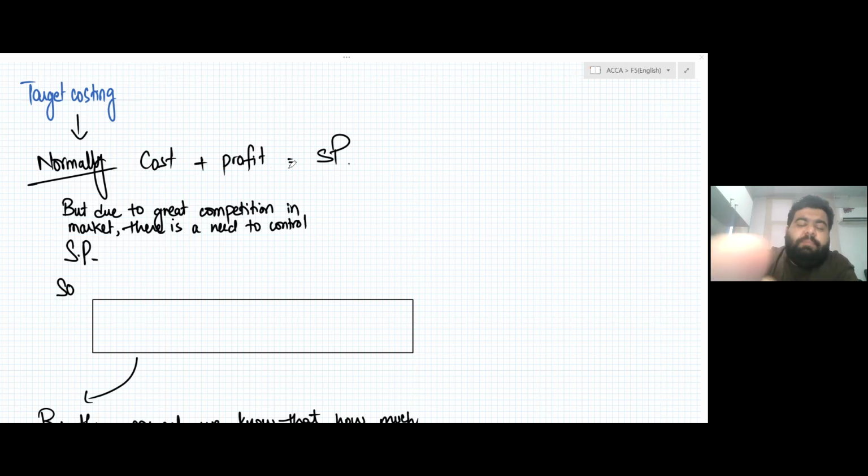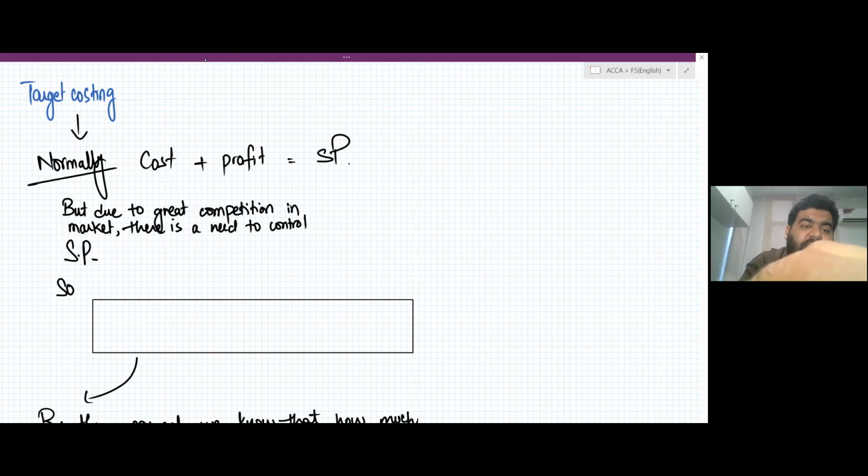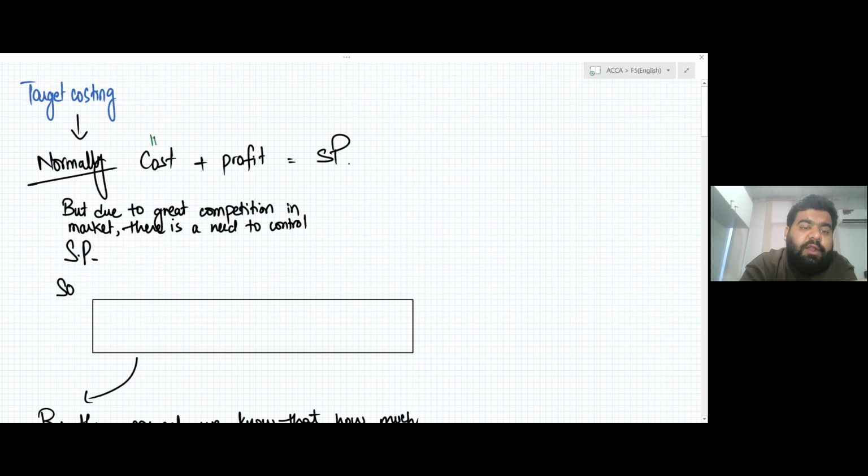Just for example, say we have a cost per unit of 100, and we decided that we will earn $20 profit, so the selling price we have decided is $120. This is the basic concept of business. But in this era, what is the issue?